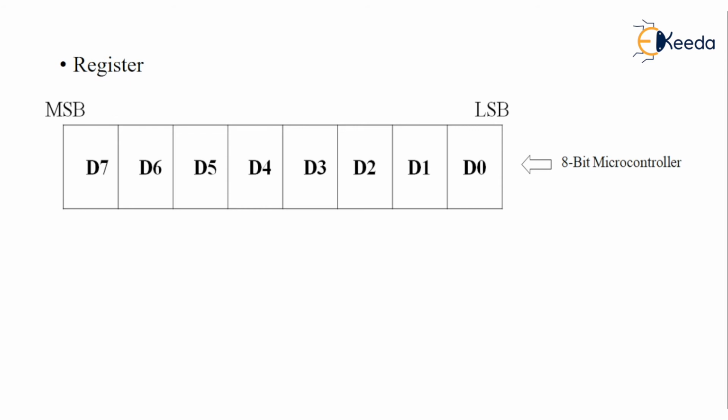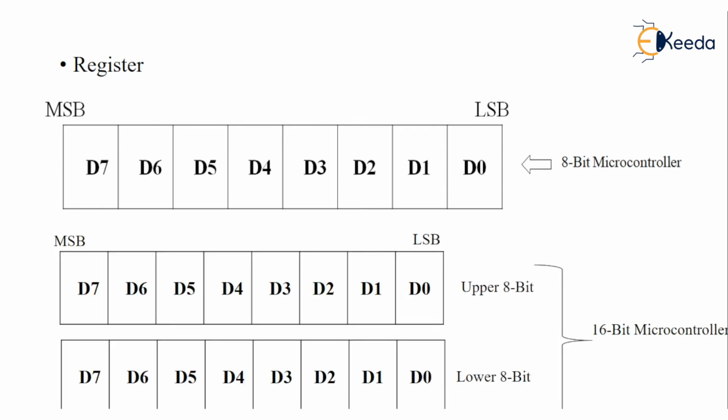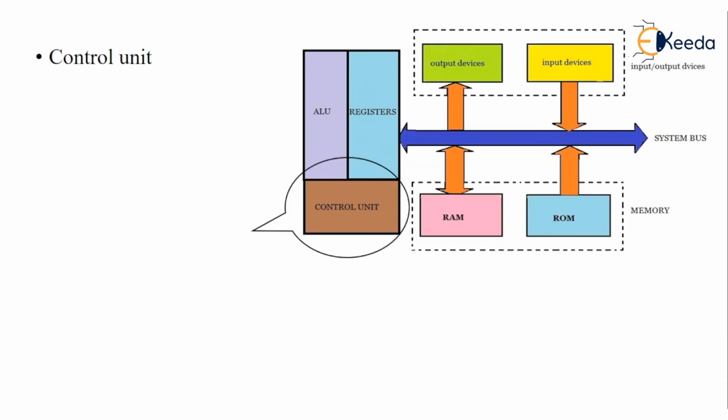Then registers. An 8-bit microcontroller has an 8-bit structure. The rightmost bit is called the LSB, and the leftmost bit is called the MSB. LSB is the least significant bit, MSB is the most significant bit. When we talk about a 16-bit microcontroller, it means it can handle 16-bit data.